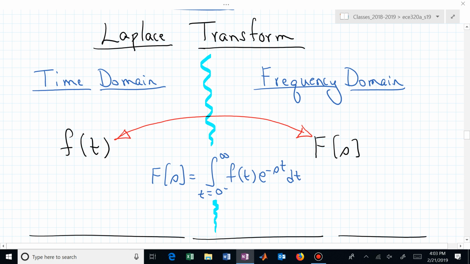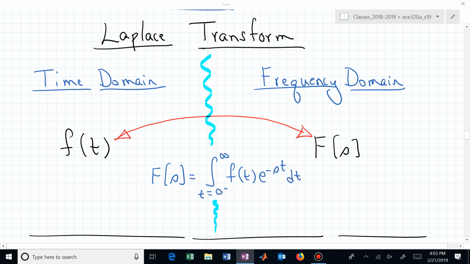And we're in the kitchen and the living room. I don't remember which is which, but one is the time domain, one's the frequency domain, and they are connected by this Laplace transform operation.